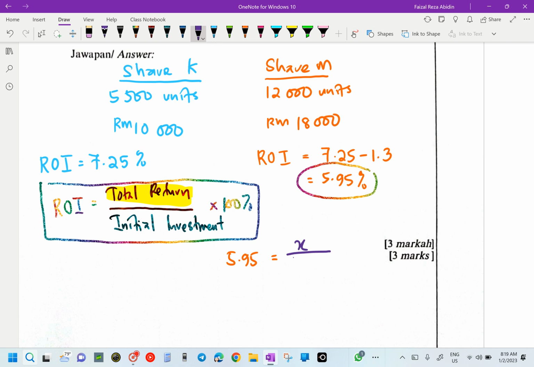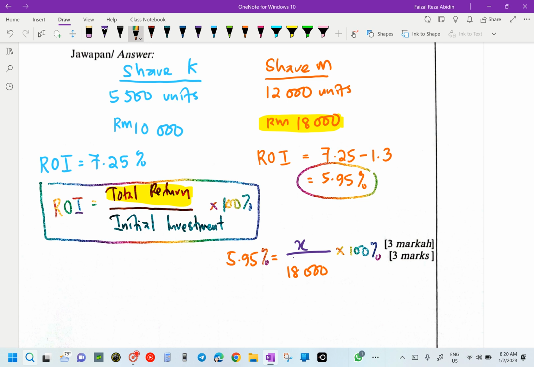Which one is going to be the initial investment for share M? Yes, this one, 18,000. So you are going to put here 18,000. Then what should you do? Times by 100% first. This is going to be 5.95%.